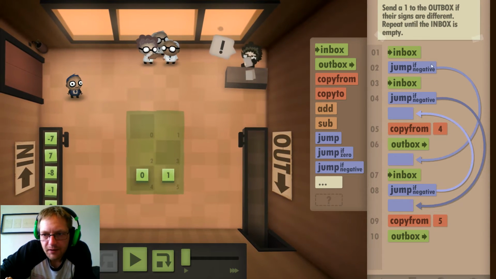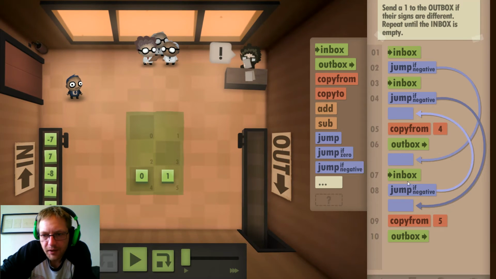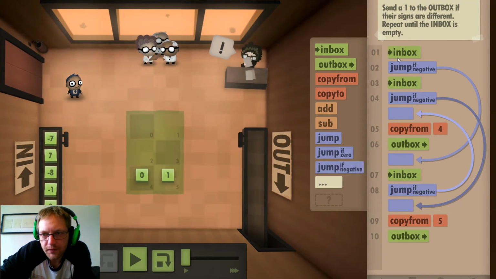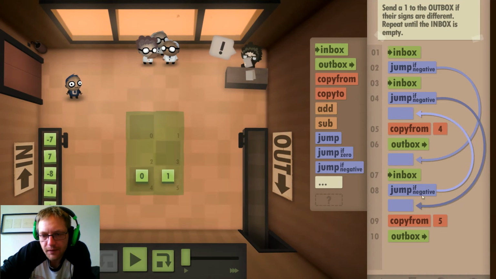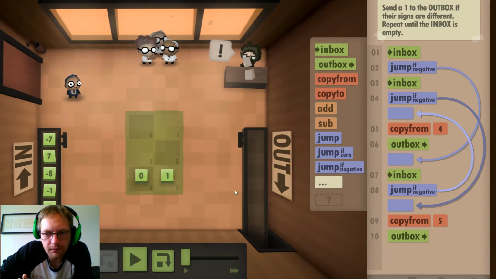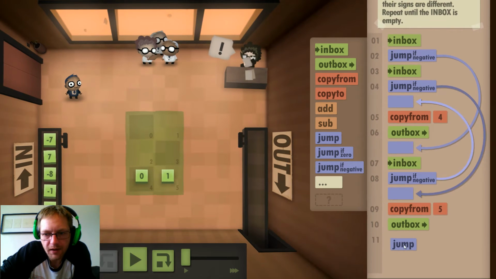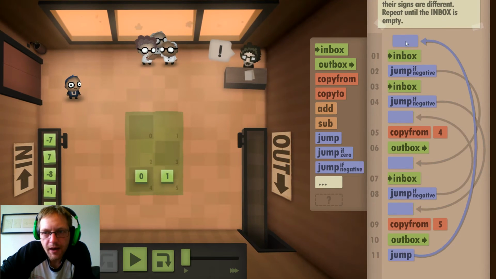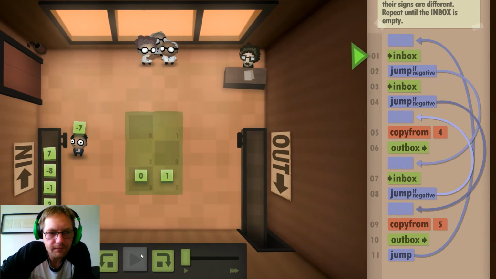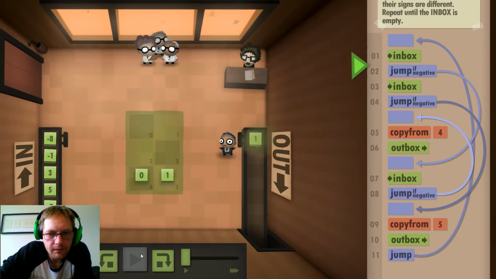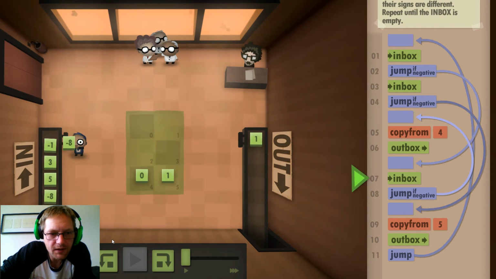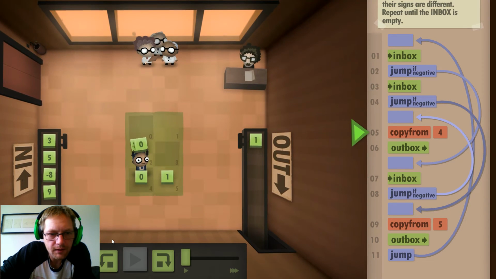If it is negative, we go here. Then if we get a positive, we go here. What if it is a positive and it is, whoops, and it is a negative? Yes, I think this is gonna work out. Then we just need the jump down here at the bottom. That should do the job. Let's see. Different ones. So these are identical. Goody.